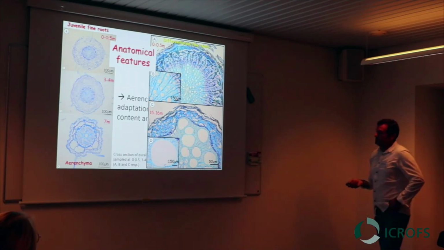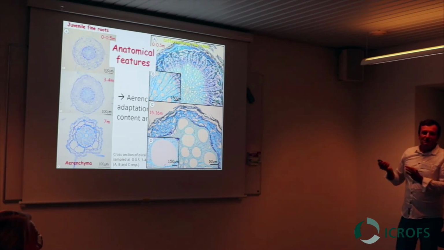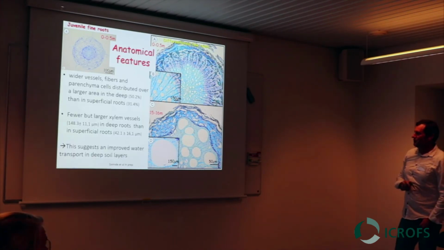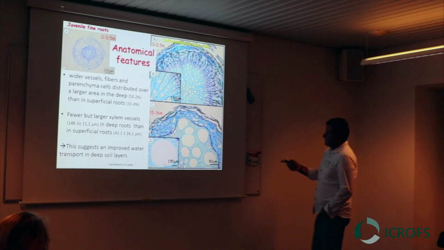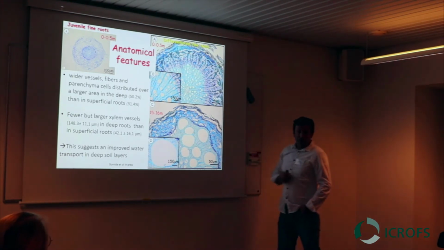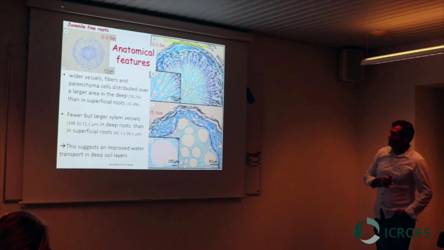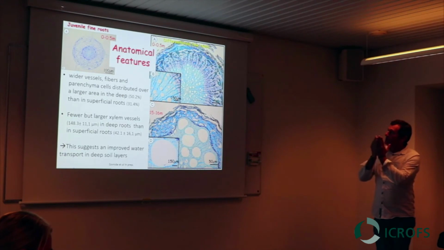What we found for several roots we cut, at the same diameter, it's important to say that, we compare the same roots and we expect that these roots are the same age. This is easier for the juvenile than for the old ones. So we found wider vessels, fibrous and parenchyma cells distributed over a larger area in deep roots compared to shallow roots. We have fewer but larger xylem vessels in deep roots that suggests an improved water transport in that horizon, and maybe from that horizon to the deepest horizon.